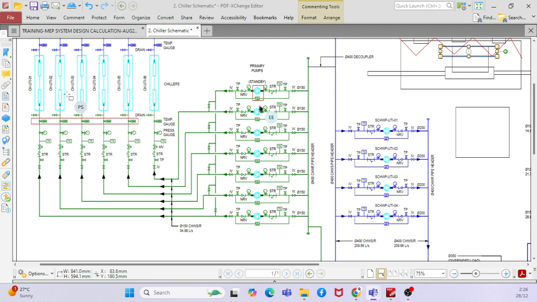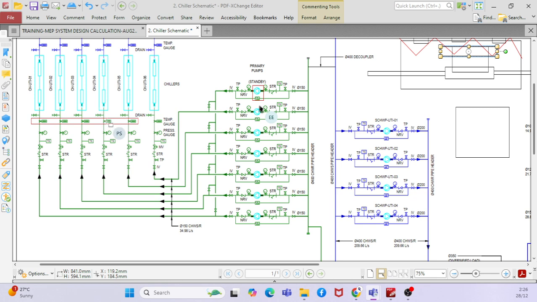Say for example, with 5 chillers, each chiller has 50 liters per second. So you require 250 liters per second. Each pump will make sure that it pumps 50 liters per second to this chiller, and this particular pump will pump 50 liters per second to that chiller. So what will happen when the flow fluctuates? That means it doesn't get proper flow in one of the chillers.